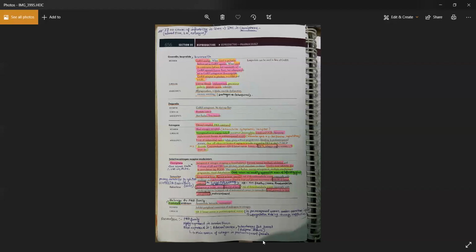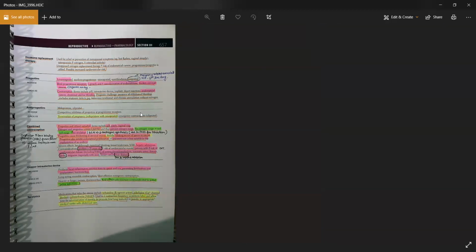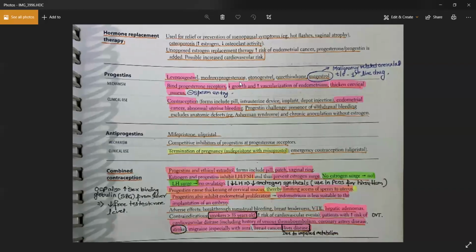Okay, so any more doubt on this page? Okay, now you have the hormonal replacement therapies. For the estrogens, we have discussed that already. You will give the hormonal replacement therapies whenever you encounter a postmenopausal female having a history of osteoporosis, maybe hot flashes, or vaginal atrophy. So to treat these conditions, you will put the patient on hormonal replacement therapy, right?